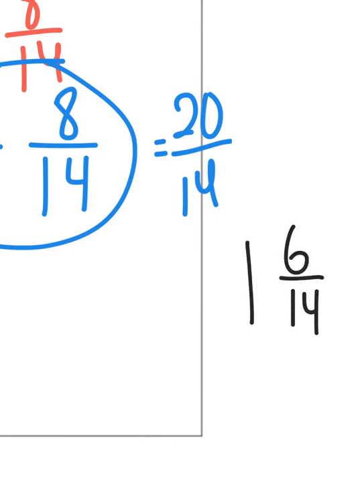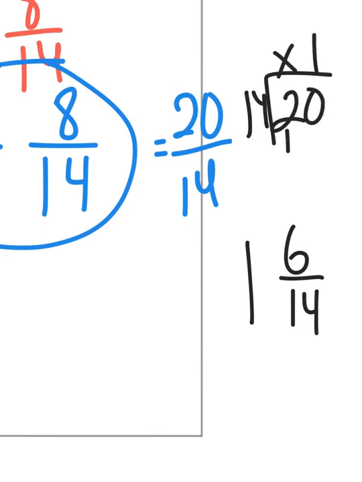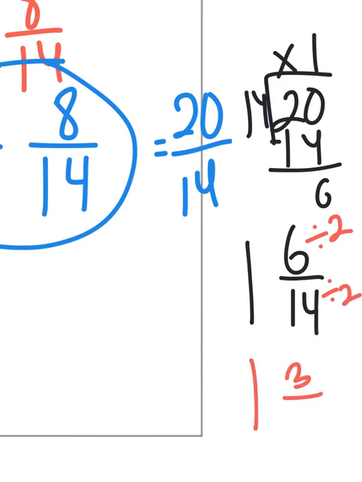The reason why it's 1 whole is because 14 can go into 20 once, and that's why you have 6 left out of 14. And then 6/14 is really 1 whole and 3/7.